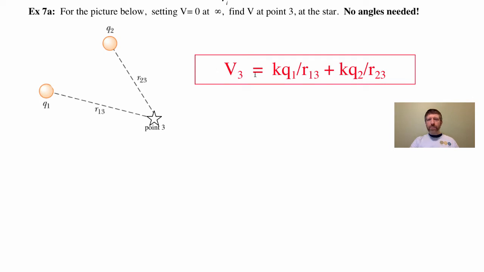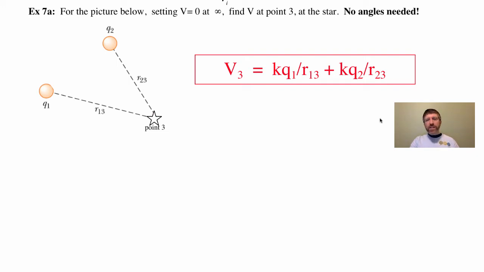V at 3 is kQ1 over r13 plus kQ2 over r23. You just add them arithmetically. No angles needed. It is about 1,000,000 times easier than dealing with fields. If you want to figure out the field at this point, it would take a long time. It took us 20 seconds to get the potential at that point. This is why we would prefer to use potentials.